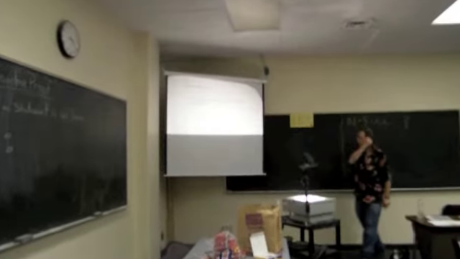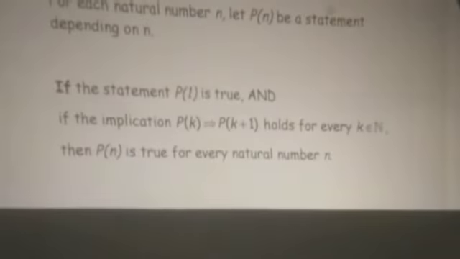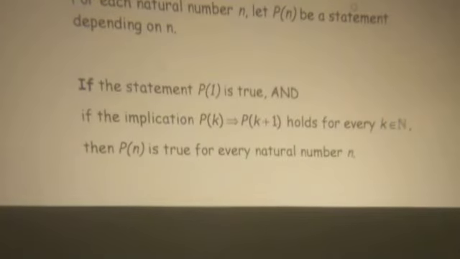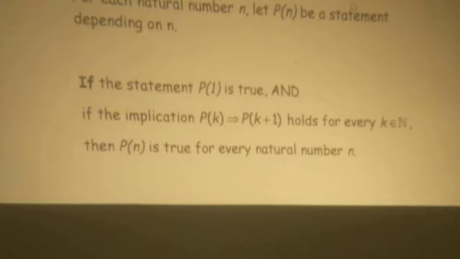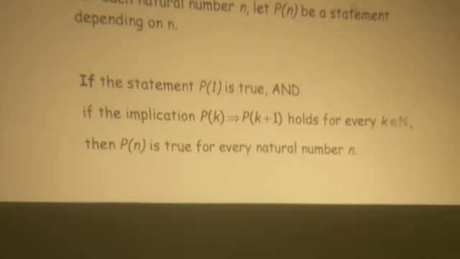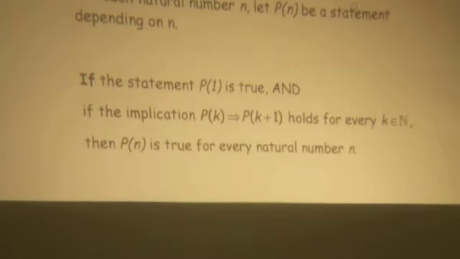So for each natural number n, we'll let p of n, and quite often, if you Google mathematical induction, half the time you'll see it written in something resembling function notation, the other half of the time you'll see it with subscripts. So it might say p sub 1, or p sub n. But the idea is that we have this statement, p of n, which is a statement depending on our natural value n.